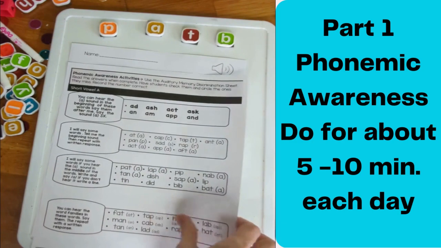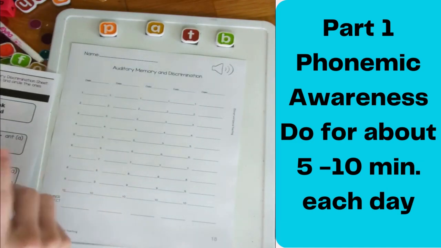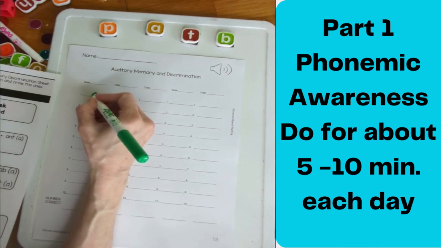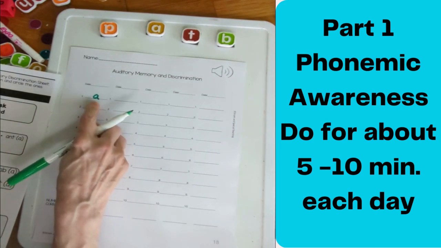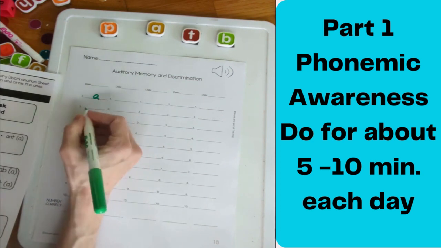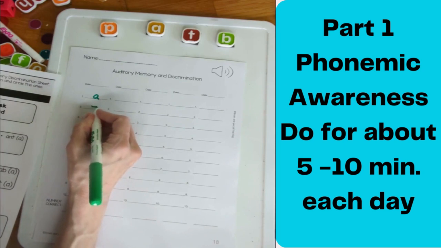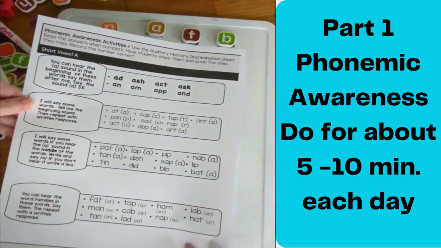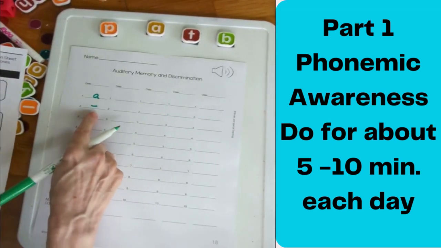So if they hear an "ah", like in "at", they're going to write the A. If they hear an A, "ah", they're going to write A and say "ah". If they don't hear it, they're going to write a line, like in the word "pan". We're not going to show the student this sheet. This is just for you to read. So that's the first part.